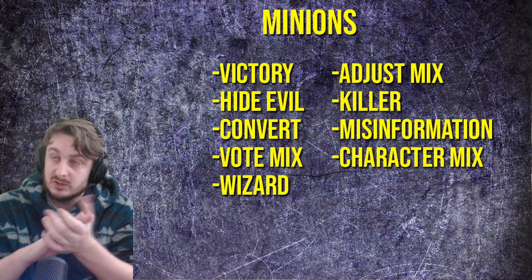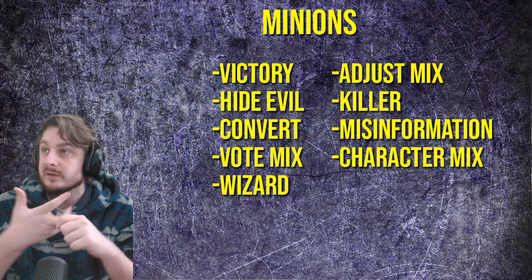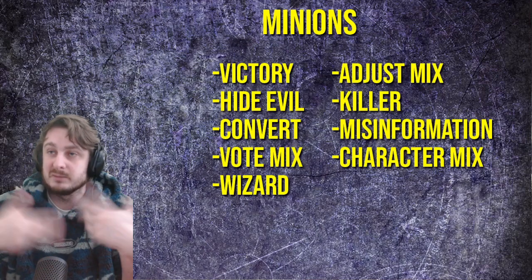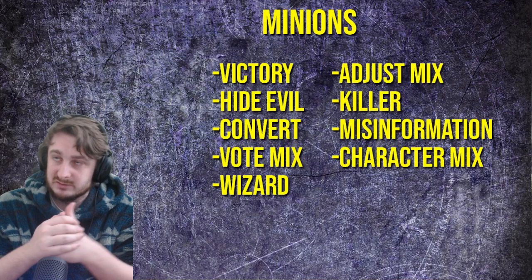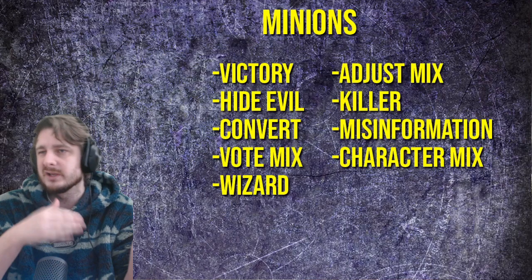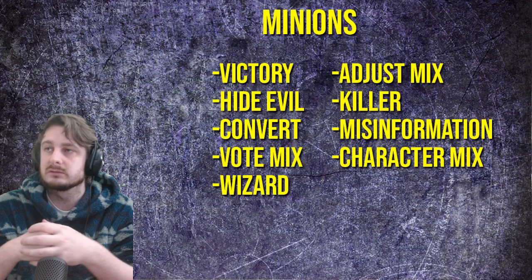Adjust mix. So adjust mix is the Baron, is the Godfather, and the Godfather is adjust mix plus killer, right? So the Baron is just adjust mix, and then they make a more complicated version by adding another category to it, which is another good example of taking a basic Trouble Brewing character and going, okay, what if we added this other category to it and made it slightly more complicated to accomplish this goal?